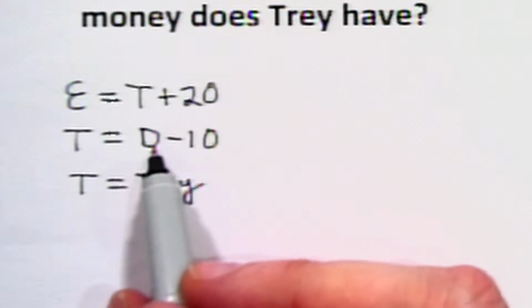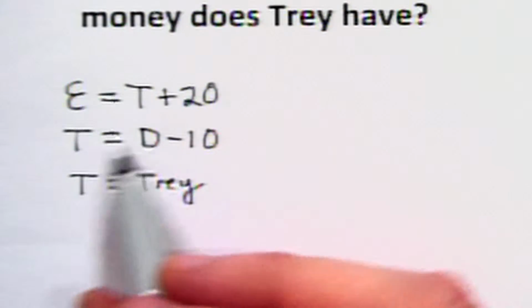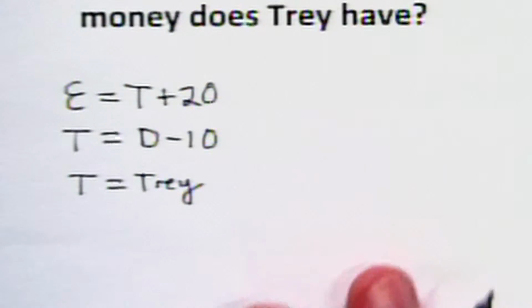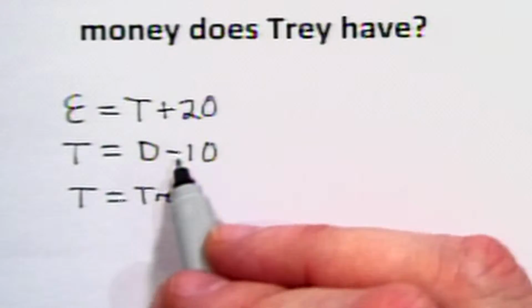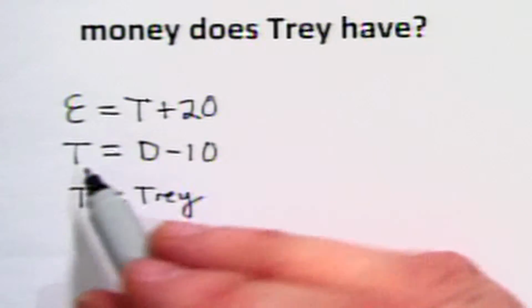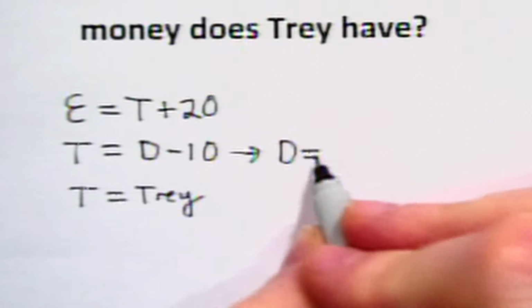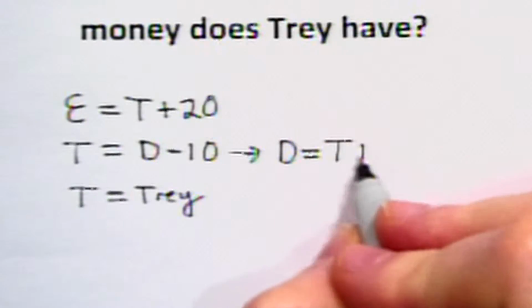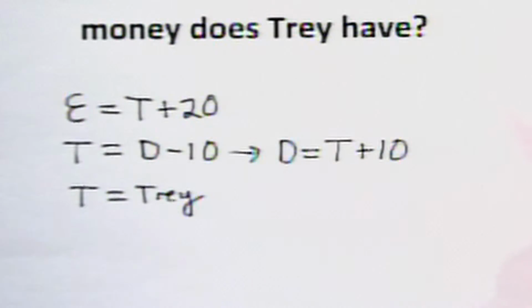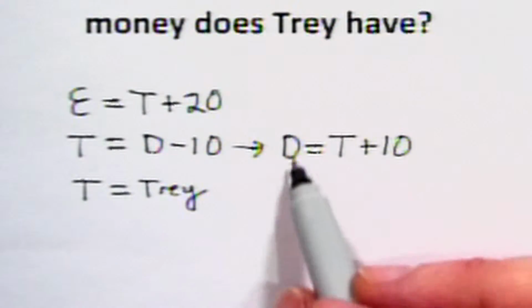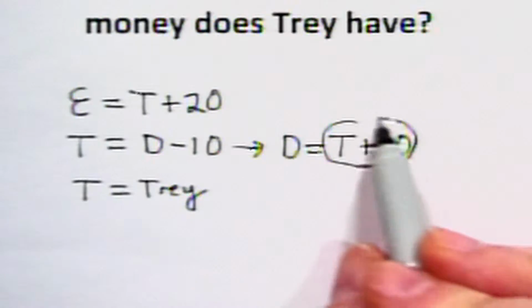If I could somehow get D by itself here, this would be so much easier to deal with. But you know what we can do? We can add 10 to both sides here. So this is going to tell me that Derek actually is making 10 more than Trey. And that should make sense. So in other words, I'm going to just simply add 10 over here to T. So Derek is actually T plus 10.